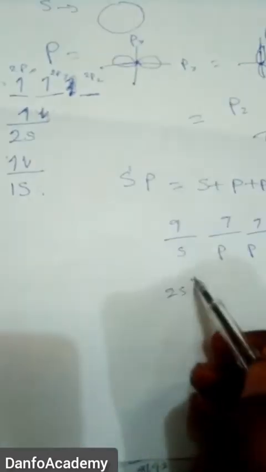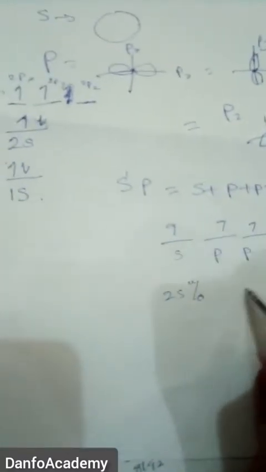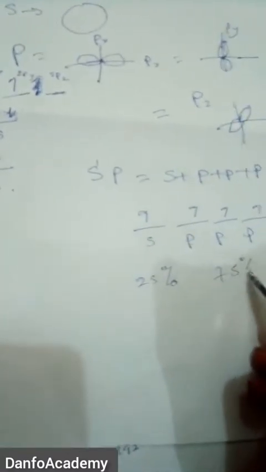Looking into this, we can say the s has 25%, while the three p's have 75%. So the newly hybridized orbitals are going to be close to where p is, because p has the larger amount. So that's it.